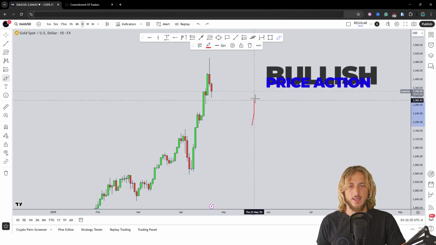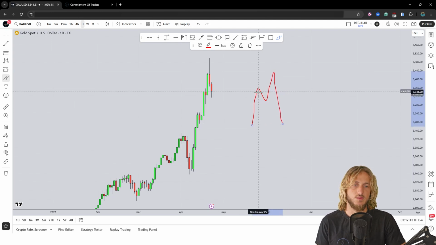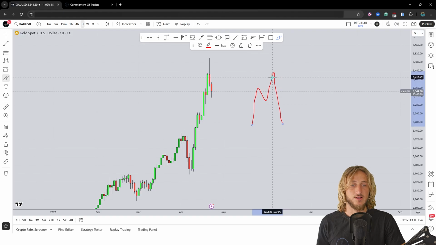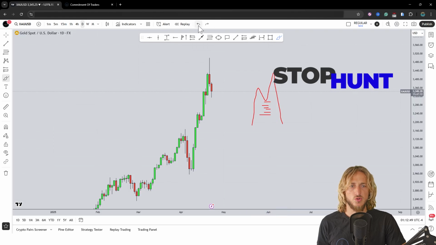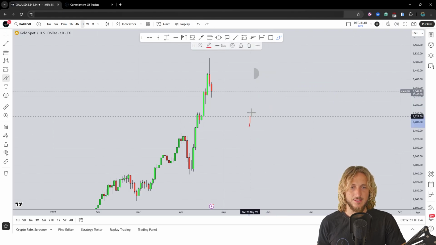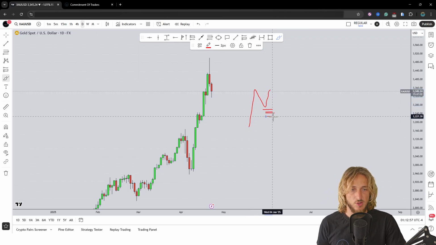Now, why an M pattern? M patterns are very effective patterns because they're essentially manipulation patterns. Because if you have an impulse correction and then the market starts going higher, retail traders tend to place their stop losses below the low, right? So as the market is creating this impulse correction and then starting to go higher, they tend to long and put their stop losses below the low.